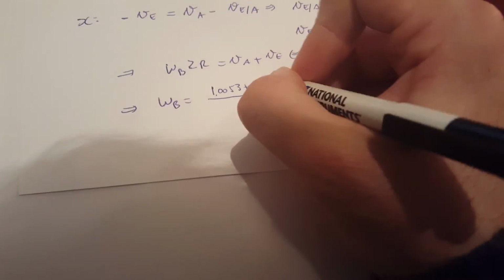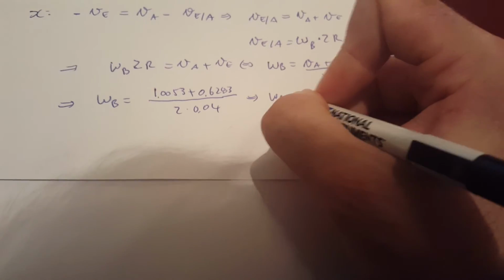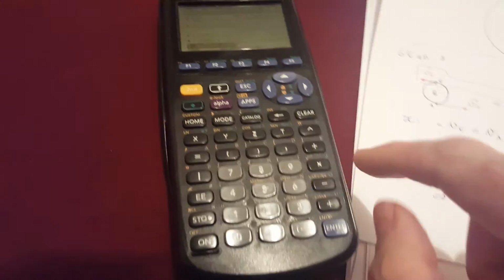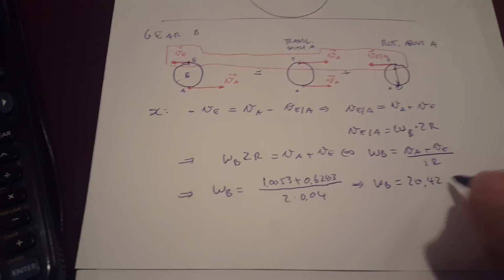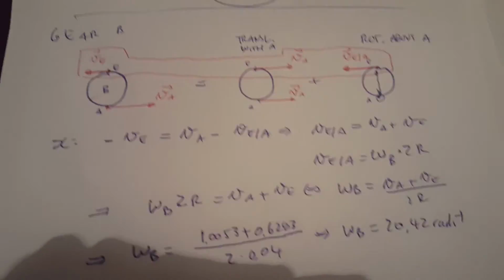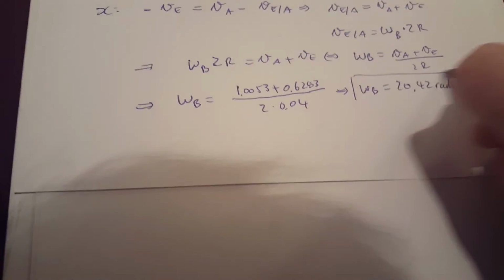Now I just replace the quantities: omega B equals 1.0053 plus VE, which is 0.6283, divided by 2 times 0.04. Now I'm going to use my calculator. 1.0053 plus 0.6283, divided by 0.08, gives 20.42 radians per second. And the rotation is, as I can see here, anti-clockwise.